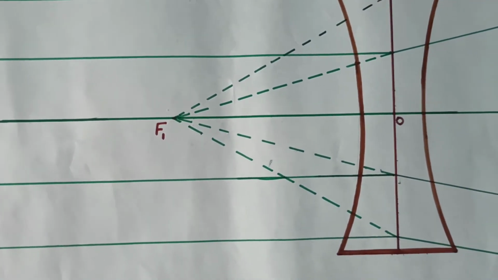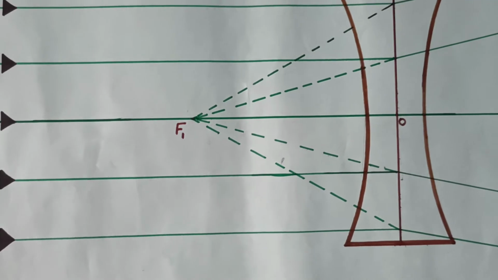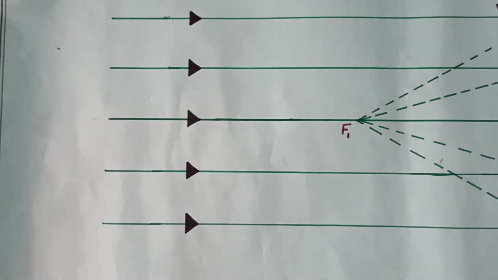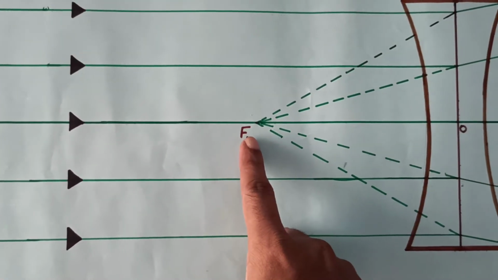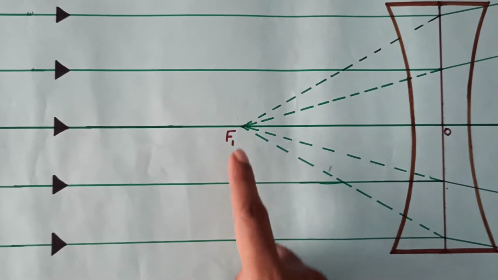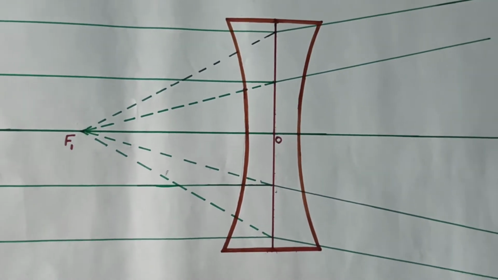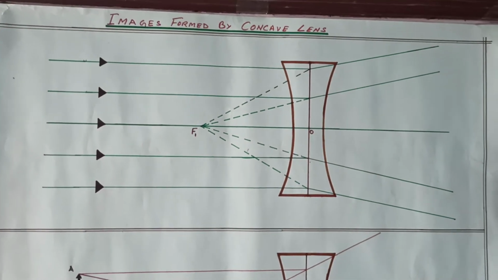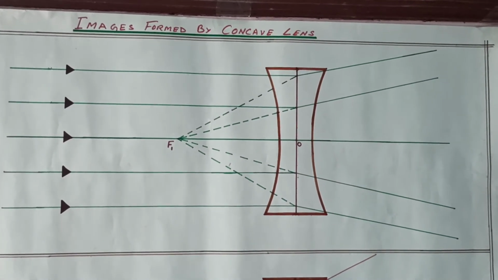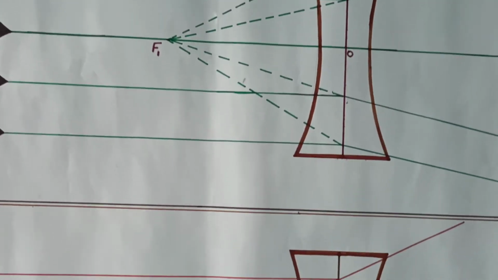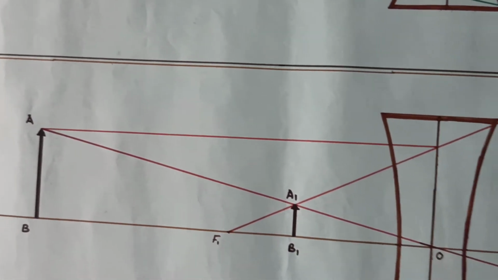What is the nature of the image? When the object is placed at infinity, the image is formed at F1, highly diminished, and the nature of the image is virtual and erect. That means it is not real, but virtual and erect. Now we'll move on to the second point. You can see this diagram here.